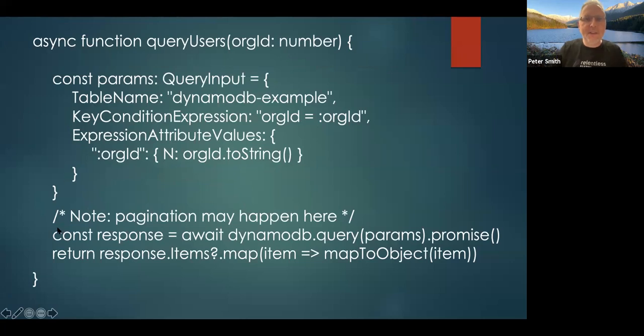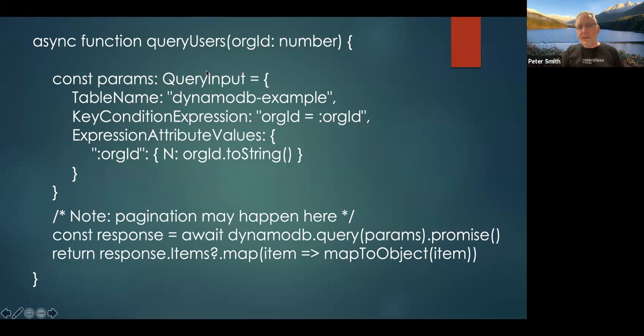Query is not so easy. It gets a little bit more complicated. So my query function, I'm just going to pass in my organization ID and that's it. So I'm saying, give me the list of all users in my organization. That's it. That's all I want. So again, I'm passing in a JavaScript object. It has type QueryInput.